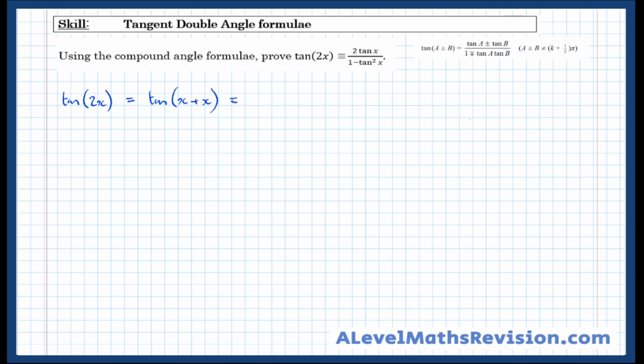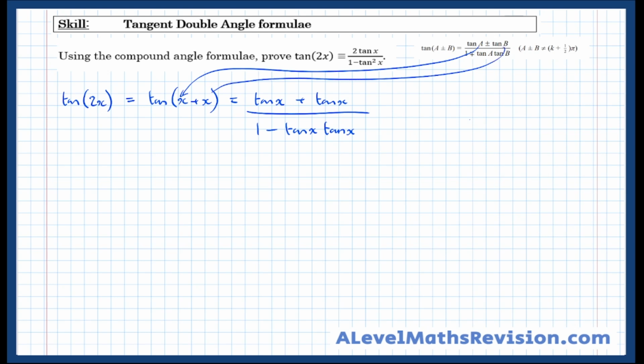of x plus x equals, and using this compound angle formula which is given in the formula booklet, tan x plus tan x over 1 minus tan x, because a in this case is x, as is b, equals 2 tan x, to make that look actually more presentable, equals 2 tan x over 1 minus tan squared x, as required, and we're done.